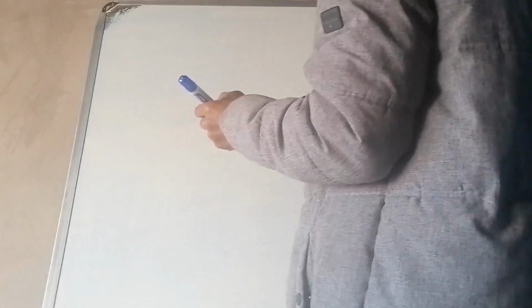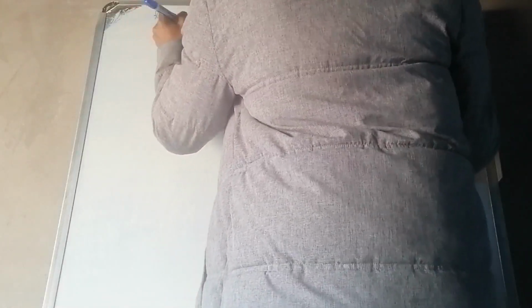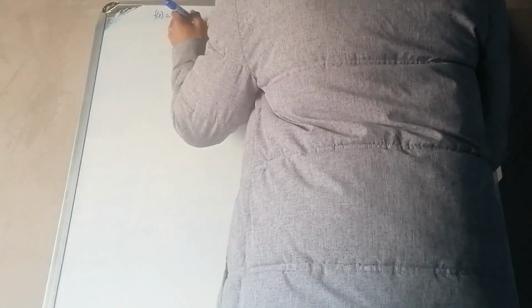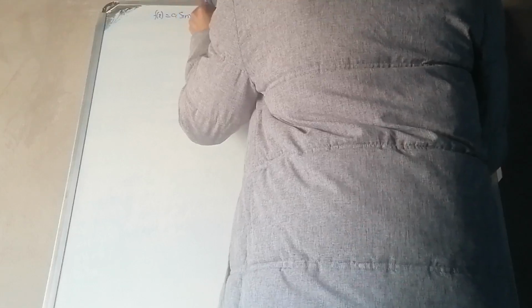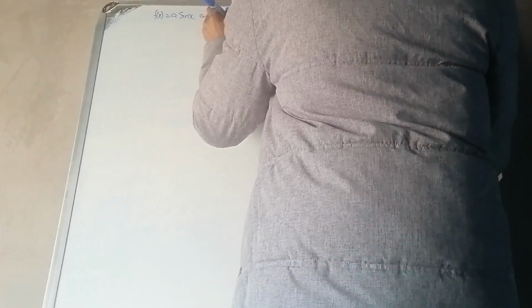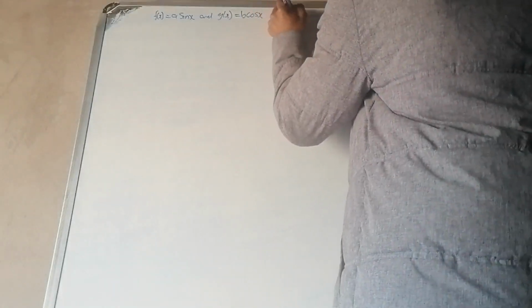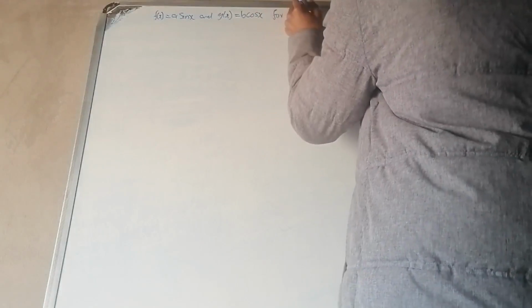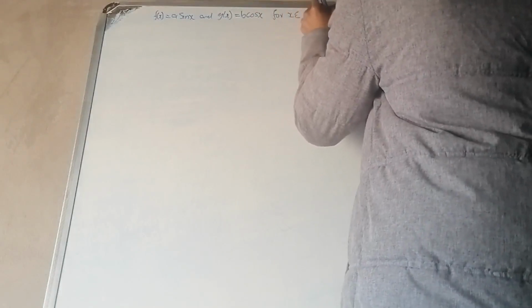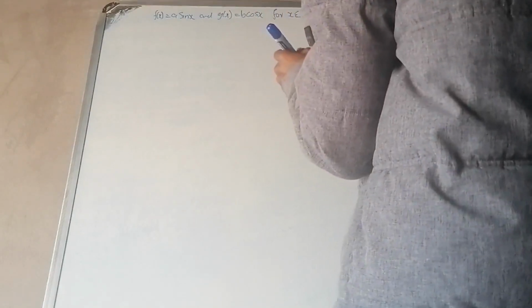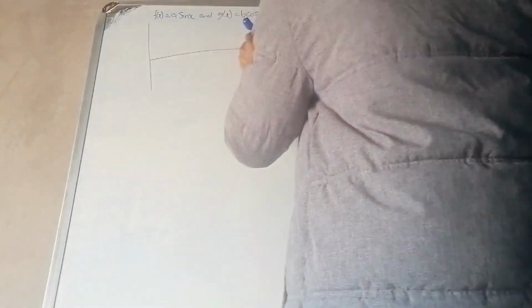The graph below represents the graphs of f(x) = a sin x and g(x) = b cos x, for x in the interval 0 to 360 degrees. They only draw a portion of 0 to 360. I will explain exactly what is happening there.